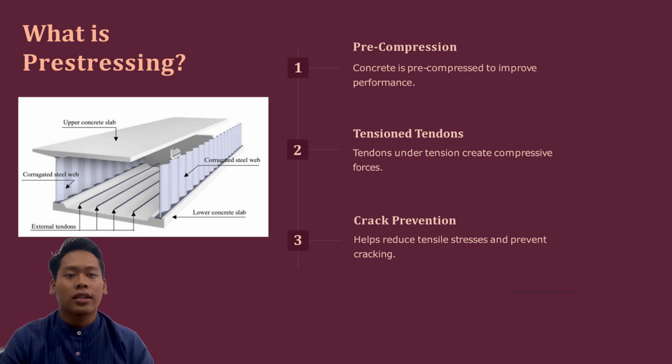As you can see on the diagram, here is what happens when we do prestressing. First, the pre-compression. Concrete is pre-compressed to improve the performance. And then there are tension tendons. Tendons under tension will create compressive forces. And then it will prevent cracks, which helps reduce tensile stresses and prevent cracking from happening.